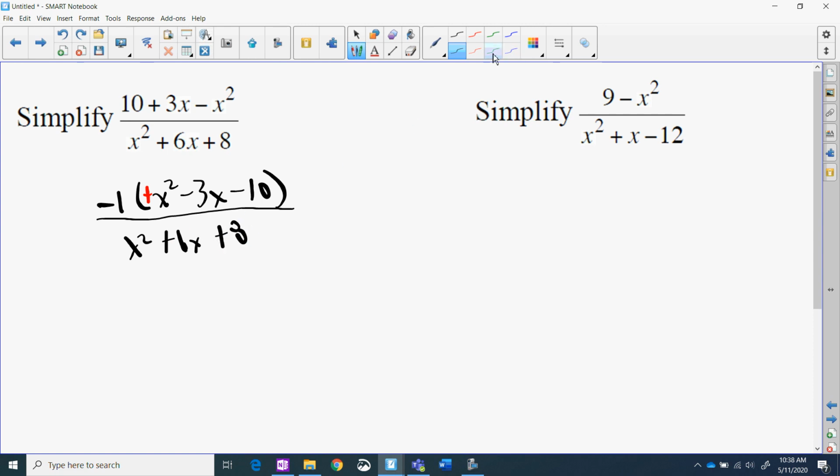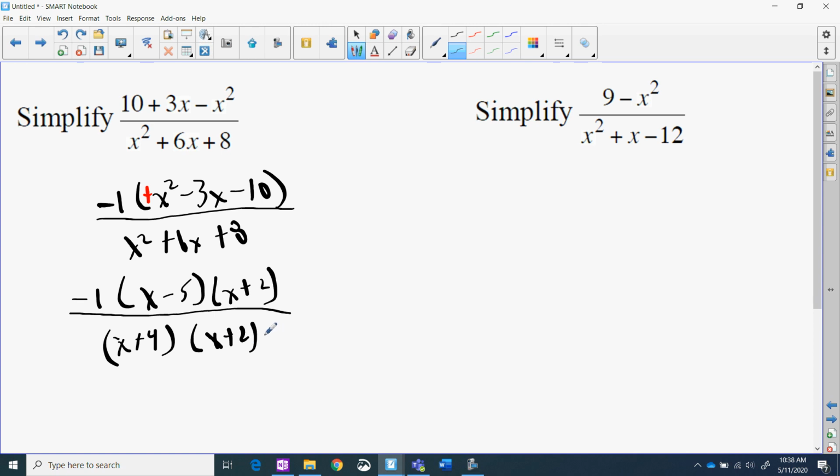Now we're going to factor. Two numbers multiply to give minus 10 and add to give minus 3, so that's minus 5 and plus 2. Leave your minus 1 here. Factor this to be x minus 5, x plus 2. Factor this one: I'm going to multiply to get 8 and add to give 6. That would be 4 and 2. So x plus 4, x plus 2.